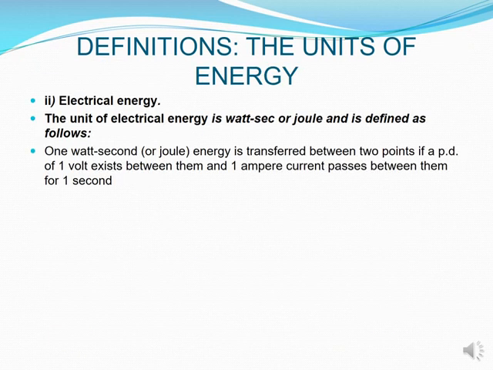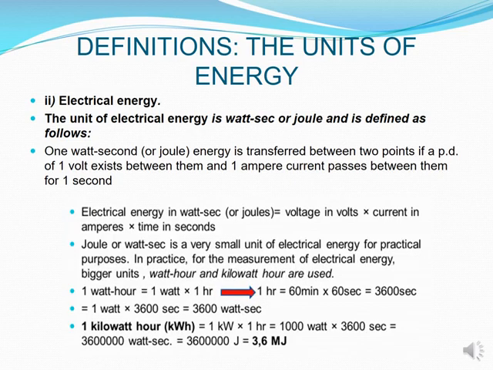In electrical energy, the unit that we utilize is called a watt second or a joule, and is defined as follows: in 1 watt second or joule, you have energy that gets transferred between 2 points if there is a potential difference between those 2 points of 1 volt, and between them 1 ampere of current will pass for only 1 second. That is what we call the 1 watt second. So electrical energy in watt seconds becomes voltage in volts times current in amperes times time in seconds.